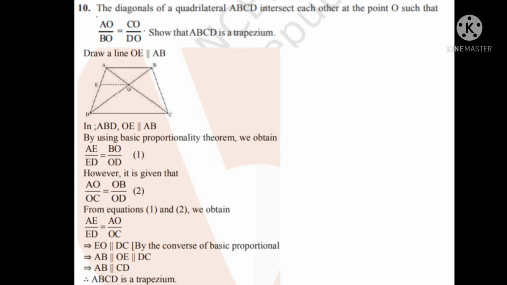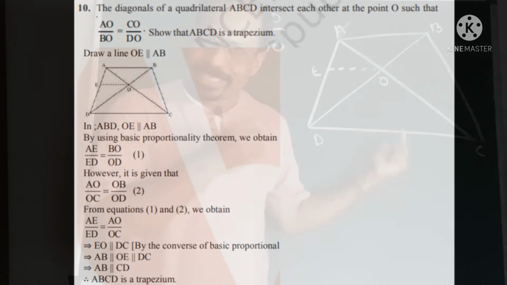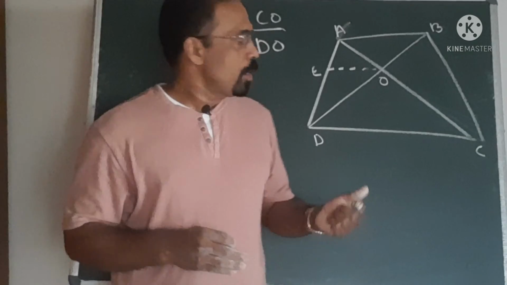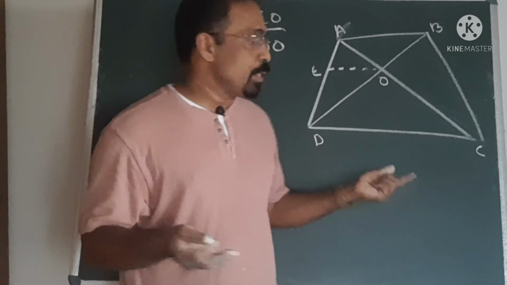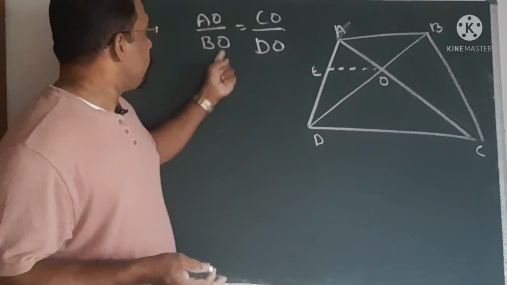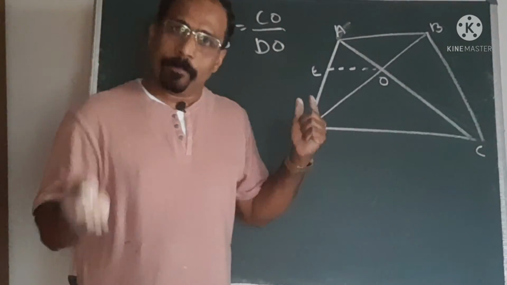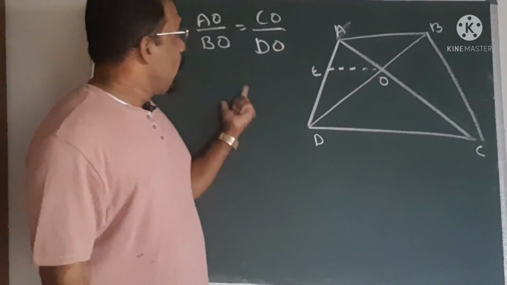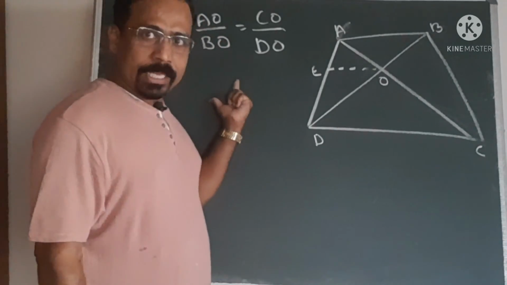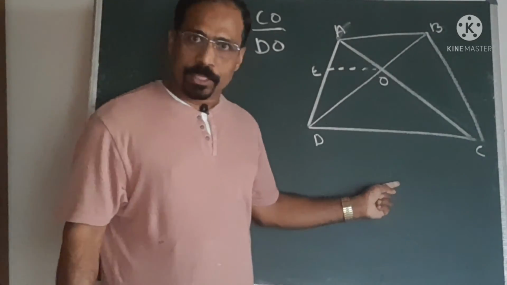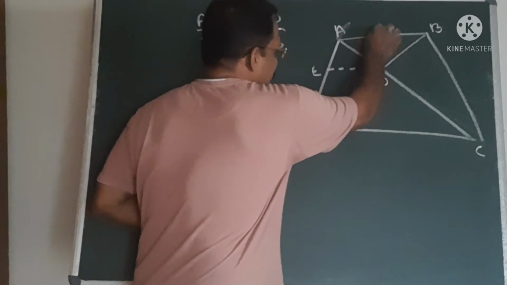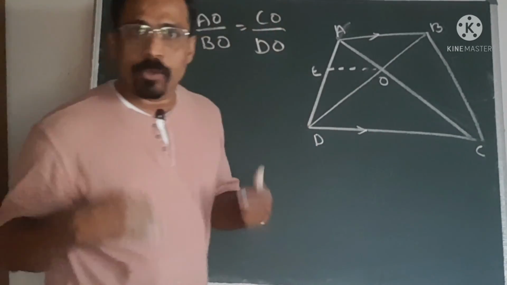The diagonals of a quadrilateral ABCD intersect each other at the point O such that AO by BO is equal to CO by DO. Show that ABCD is a trapezium. Now let us understand the question. We have just done the other way around. Now we have to prove that ABCD is a trapezium, and the condition given to us is AO by BO is equal to CO by DO. In the previous case we had to prove this. Now we are given this and we have to prove that this is a trapezium. That means AB is parallel to DC. This is what we have to prove.